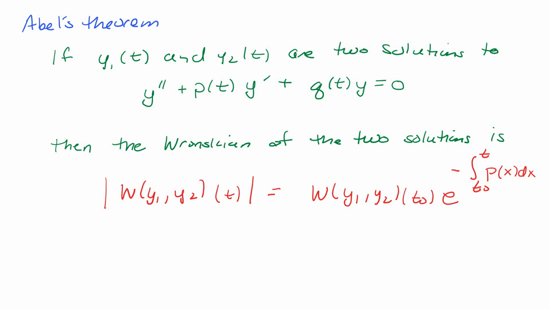So let's cover it. In this case, this is Abel's theorem. Abel is a famous mathematician that did a lot of things in differential equations. If you have two solutions to the second order equation, then the Wronskian of the two solutions, which they're calling the determinant, is equal to the determinant of the original matrix with y1 and y2 with t0 plugged in, times e to the minus integral of p(x) dt. I forgot my determinants here. It should be these, otherwise it doesn't make sense.